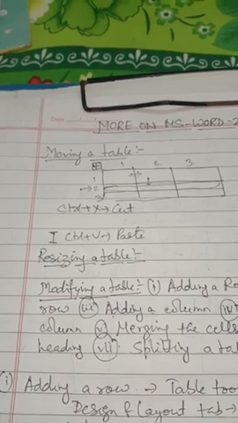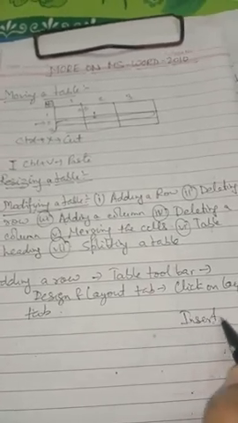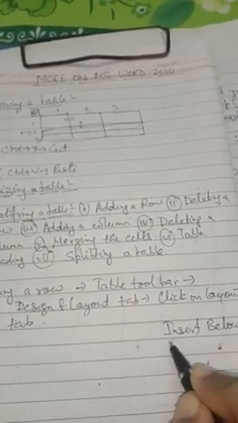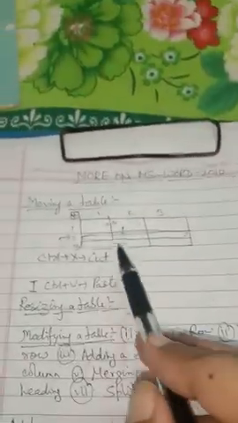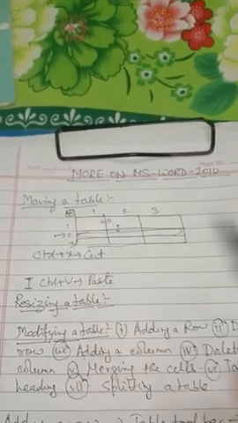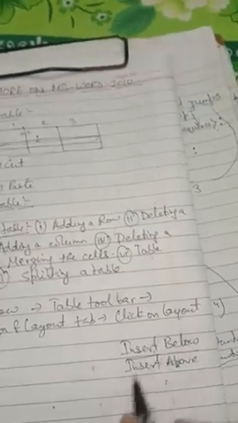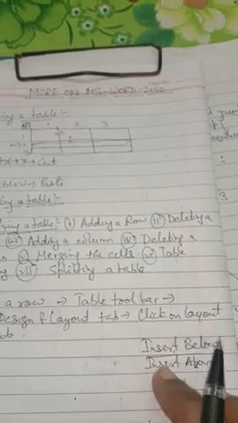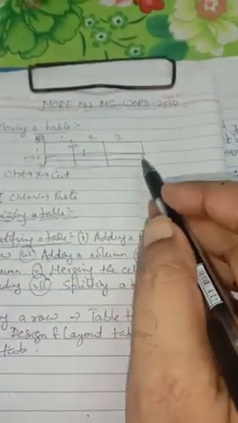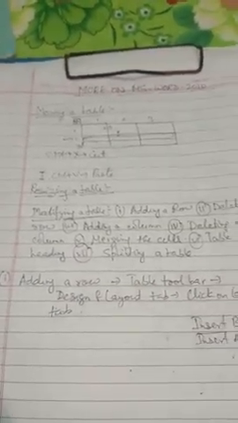When we want to insert a row, we get the option of selecting either the insert below option or the insert above option. Insert below means inserting a row below the row that you have selected, and insert above means inserting a row above the selected row. So you can select either option from here, and accordingly the row will be inserted. In this way you can add a row in your table.